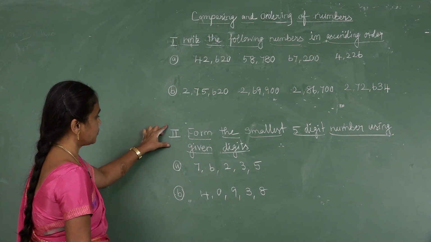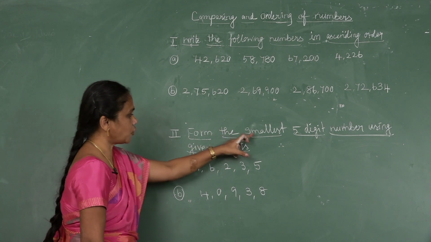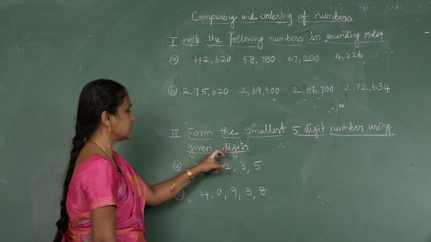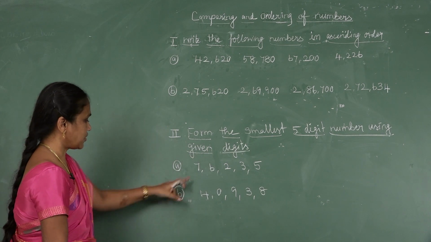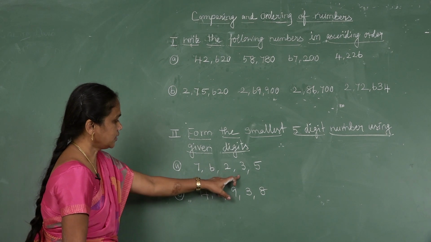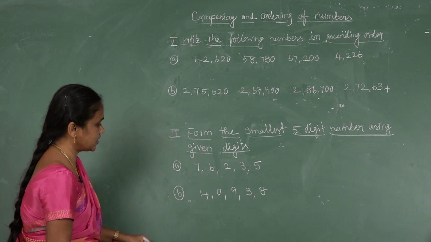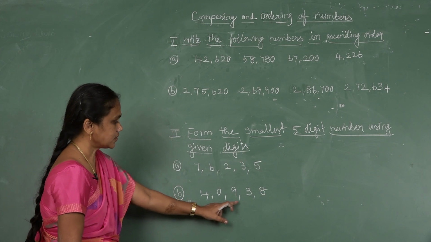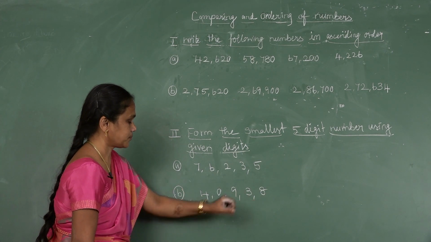The next sum is to form the smallest 5-digit number using given digits. 7, 6, 2, 3, 5. The next one is 4, 0, 9, 3, 8.